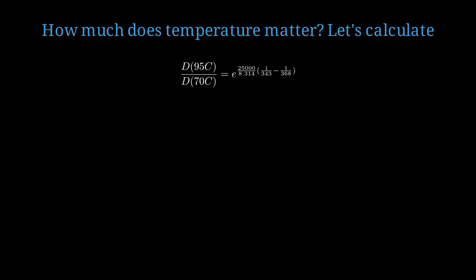Let's compare diffusion at 70 degrees Celsius versus 95 degrees Celsius, typical espresso temperatures. The ratio is e to the quantity 25,000 over 8.314 times (1/343 minus 1/368). This gives approximately 1.7. So increasing temperature from 70 to 95 degrees Celsius increases the diffusion rate by 70%.